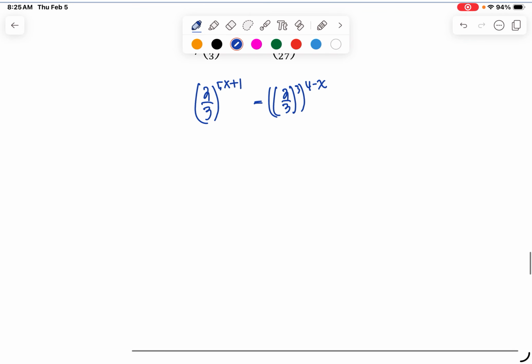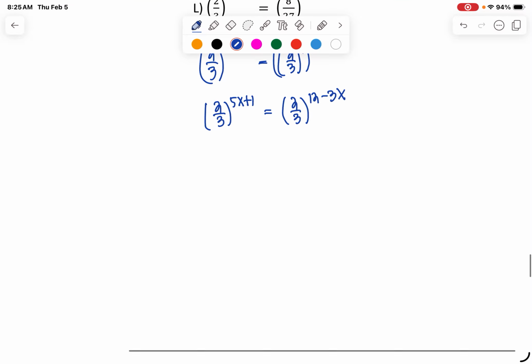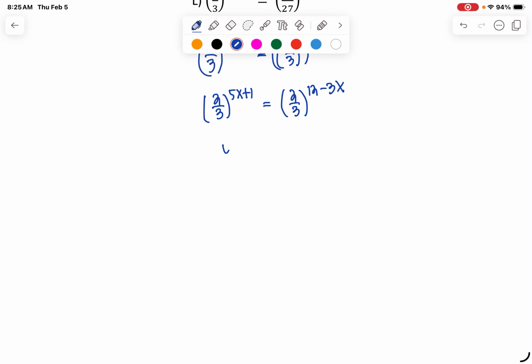So now we can say this is 2/3 to the 5x plus 1. And then this one, keep your base, multiply your exponents. 12 minus 3x. Set your exponents equal to each other now that you have the same base. 5x plus 1 is equal to 12 minus 3x. Add 3x to both sides, that's 8x. Subtract 1 from both sides, that's 11. Divide by 8, you get 11/8.